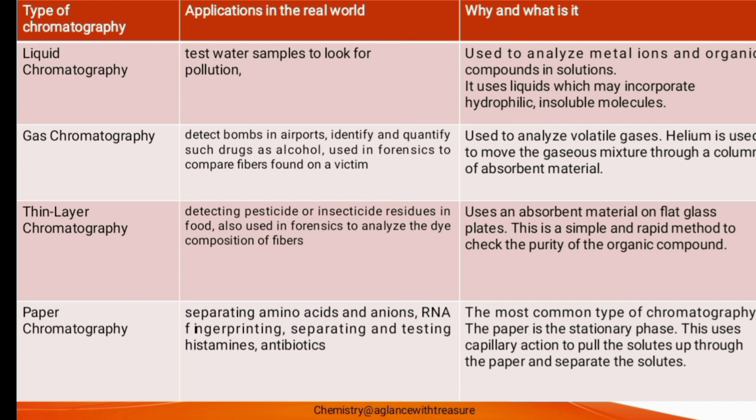The last but not the least is paper chromatography. Its application is in separating amino acids and anions, ribonucleic acid, that is RNA fingerprinting, and separating and testing histamines and antibiotics. Why and what is it? It is the most common type of chromatography. The paper is a stationary phase. This stationary phase means static phase, that is the immovable phase. This uses capillary action to pull the solids up through the paper and separate the solids. Now, paper chromatography is the most commonly known type of chromatography worldwide. So that is all for chromatography.